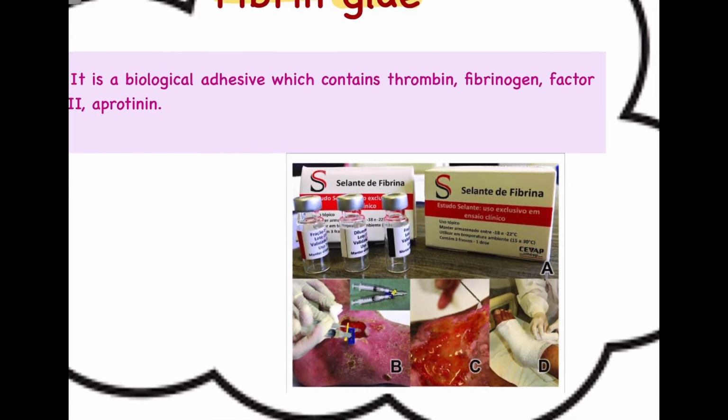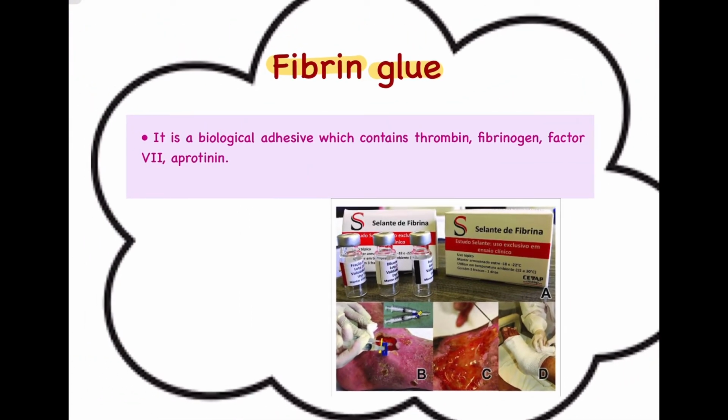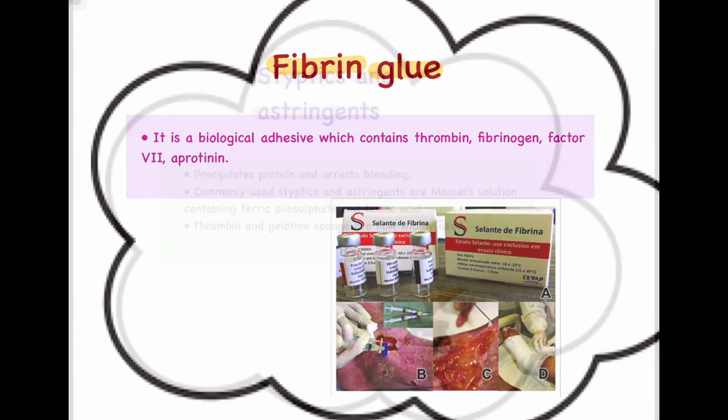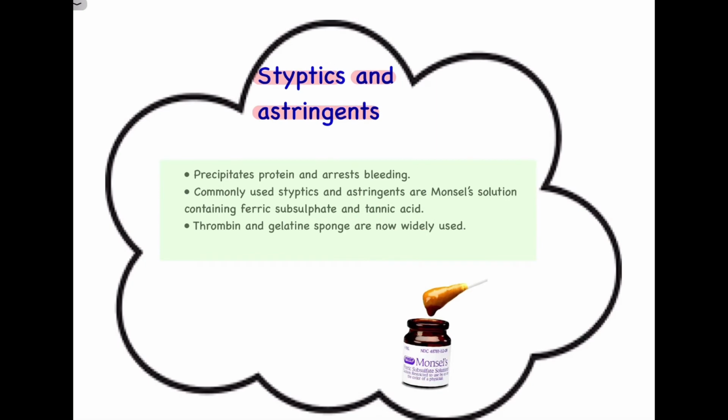So this is again a very simple method to achieve hemostasis. We can directly use this fibrin glue onto the site where bleeding is present, and we can achieve hemostasis. Next, we have styptics and astringents.